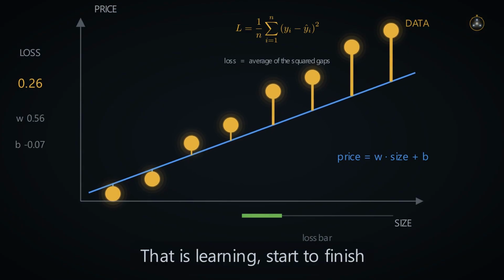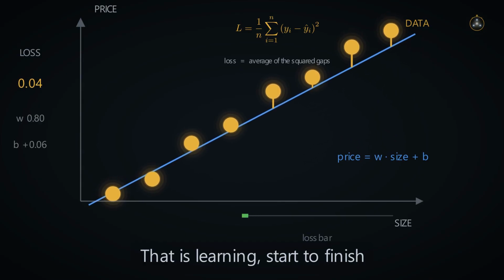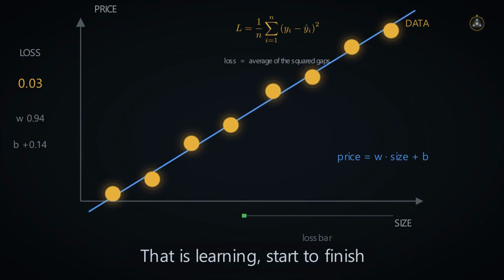That is learning, start to finish. Guess, measure the loss, step downhill, repeat until it stops improving. No magic, just turning 2 numbers to shrink 1 error.